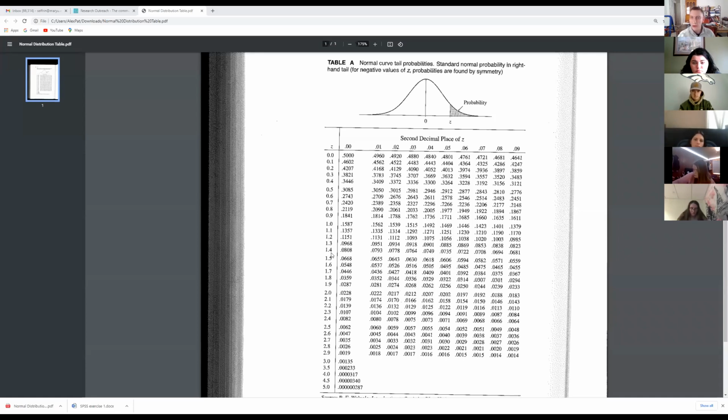It has this probability table on it. It shows this normal curve. Can somebody give me a thumbs up that they can see this? Very good.